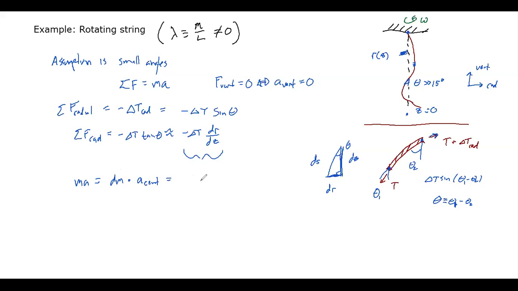And I can say that dm is my mass density, lambda, times, again, a little piece of the length, dz. Again, small angle approximation, dz and ds are about the same. And centripetal acceleration is r omega squared. That's v squared over r, but written in such a way that we can use the angular acceleration.